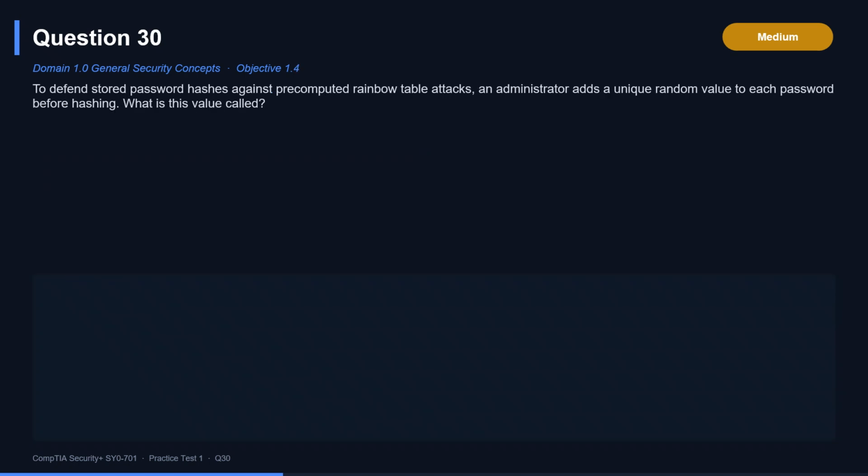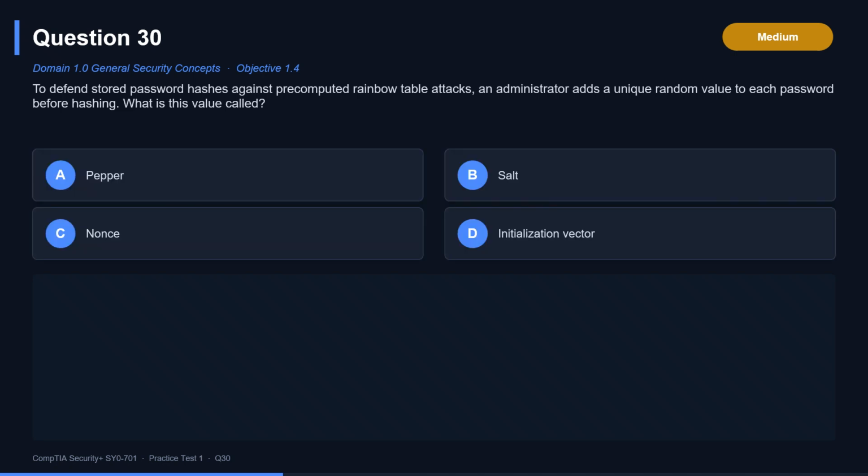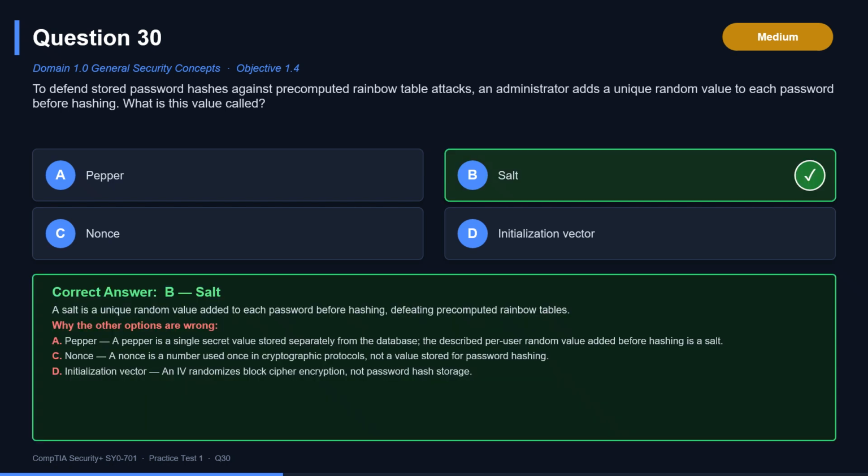Question 30. To defend stored password hashes against pre-computed rainbow table attacks, an administrator adds a unique random value to each password before hashing. What is this value called? The correct answer is B, salt. A salt is a unique random value added to each password before hashing, defeating pre-computed rainbow tables.